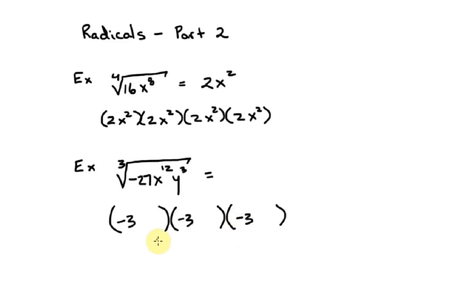So that looks pretty good. Then I've got to go x to the something, and x to the something, and x to the something, and they've got to add up to 12 here. So I'm thinking 4, 4, and 4. And then I need a y cubed, so I better throw a y in the mix as well. So my answer is negative 3, x to the 4, and a y. All right, now let's carry on to the next example.